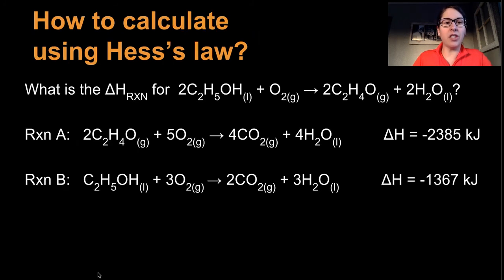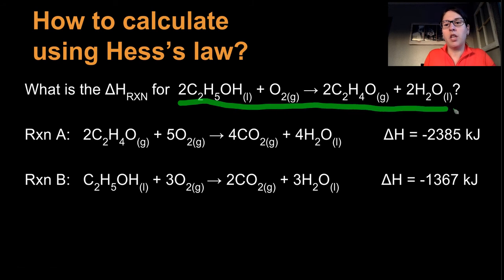So here's an example of how to calculate using Hess's Law. Our question is, what is the enthalpy of reaction, or heat of reaction, for this reaction up here? Okay, so let's take a look at this reaction overall. Here's our reaction of interest that we want to find out about. In order to find this, we're given reaction A and we're given reaction B, and what we need to do is figure out how to make reaction A and reaction B add up to equal the overall reaction that's up here.